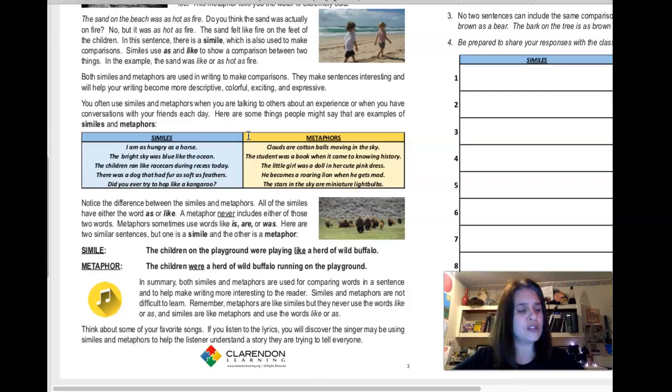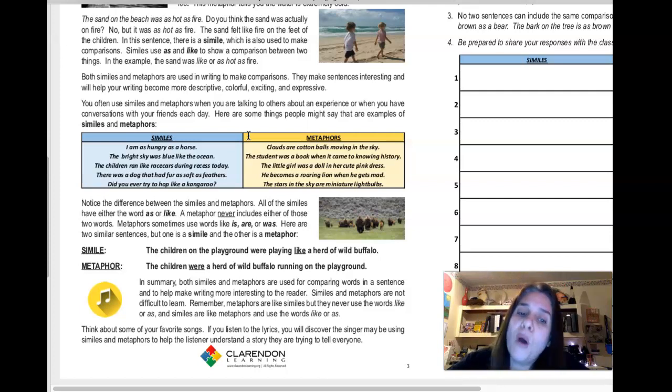Here are two similar sentences, but one's a simile, one's a metaphor. The simile: the children on the playground were playing like a herd of wild buffalo. Oh, they've seen us at recess. Okay. Metaphor: the children were a herd of wild buffalo running on the playground. See, in the simile, it says that the children were like the buffalo. In the other one, the children were the buffalo.